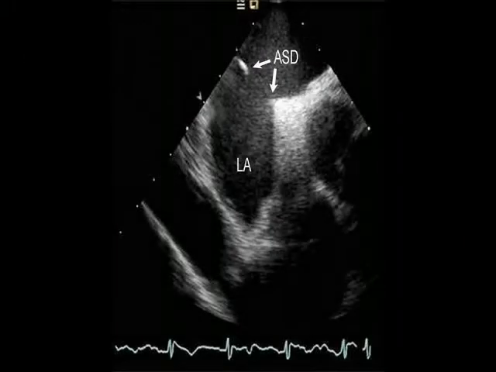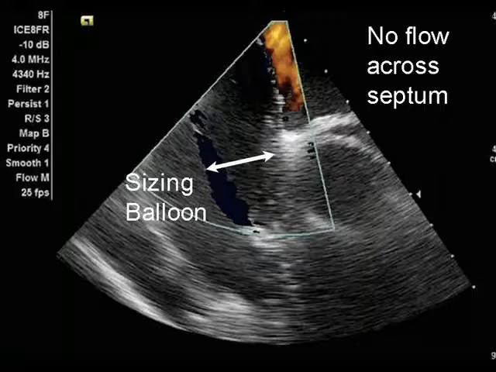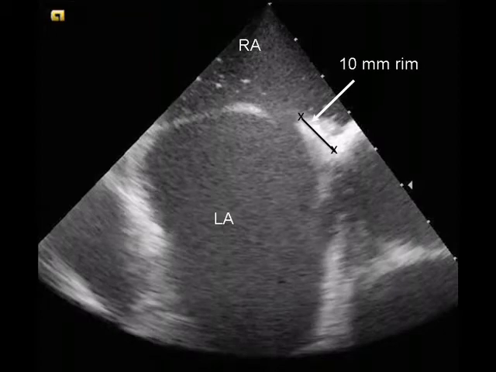These images from a different patient with a secundum atrial septal defect show how ICE is used to visualize the defect, measure defect size, and assess the rim of tissue around the defect.